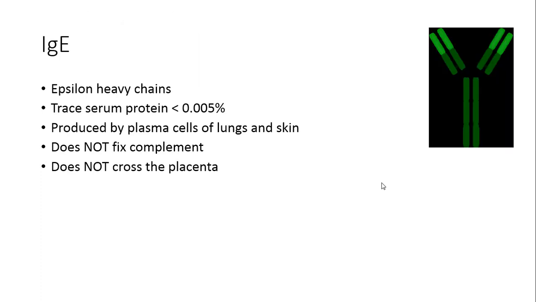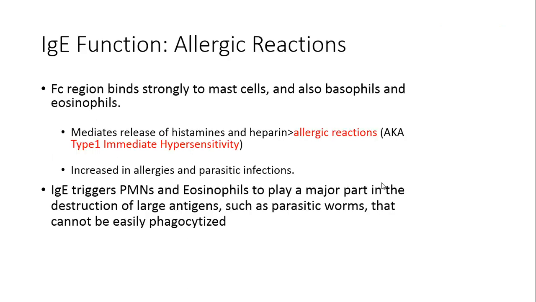Let's move on to the epsilon chains of the IgE molecule. This is just really minimally in the blood. It's produced by plasma cells primarily of the lungs and the skin. IgE, unlike some of the other ones we've seen before, does not fix complement. IgG and IgM fix complement. IgE does not. IgE also does not cross the placenta.